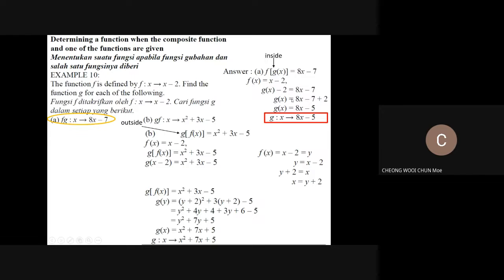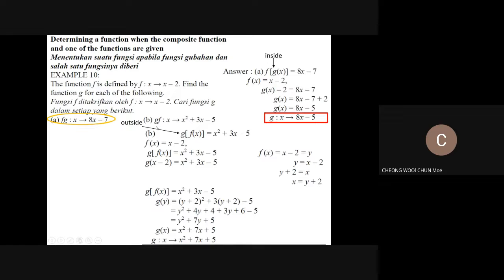So from here, g(x) equals 8x minus 7, and the negative 2 brings over as plus 2. So we get g(x) equal to 8x minus 7 plus 2, which gives minus 5. Then because it's a function notation, you must change back to function notation: g maps x to 8x minus 5. This one is easier. The second one will be a bit confusing.